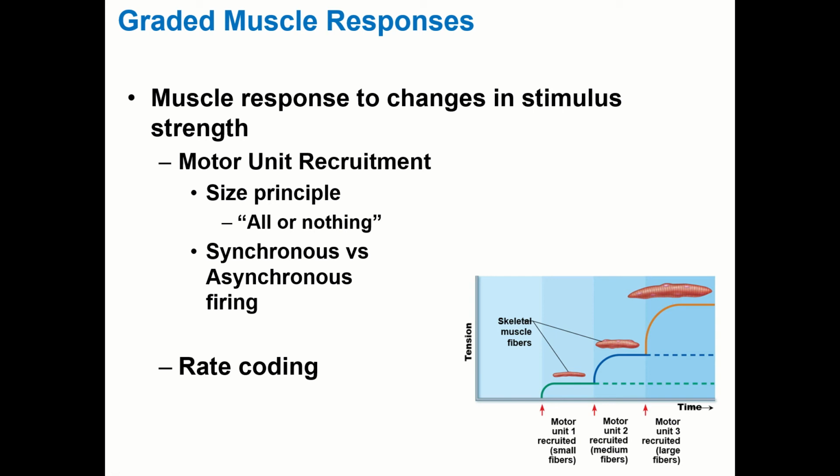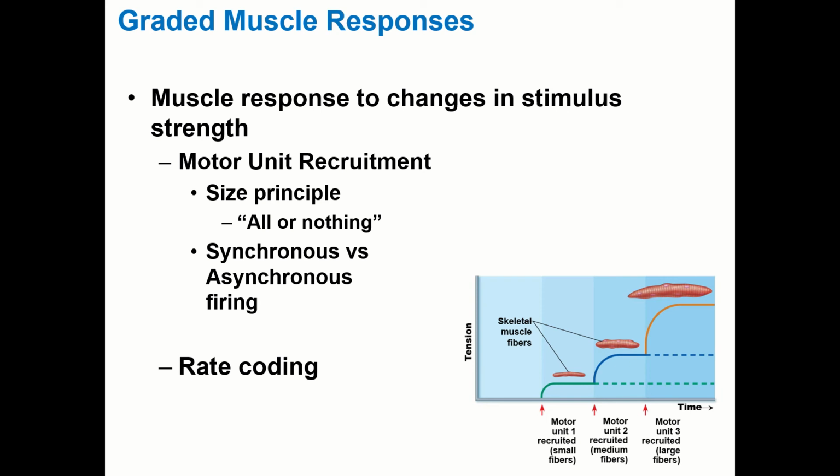So the size principle is that we recruit motor units, but also muscle fiber types, in order from smallest to largest. So we start with your type 1 fibers. If we need a stronger muscle contraction, we work up to 2As, stronger muscle contraction, 2Xs.